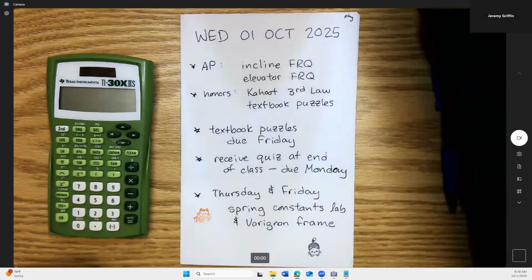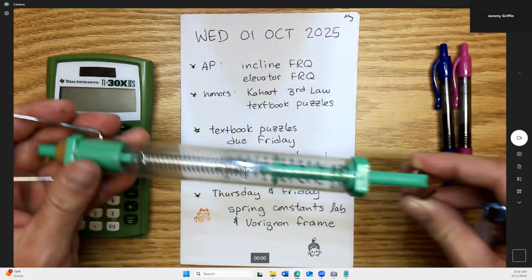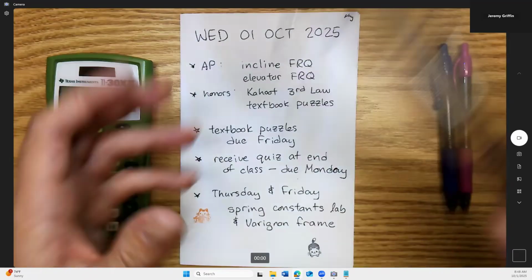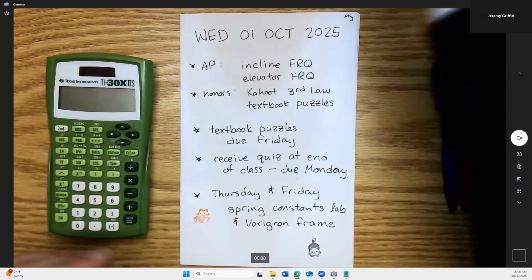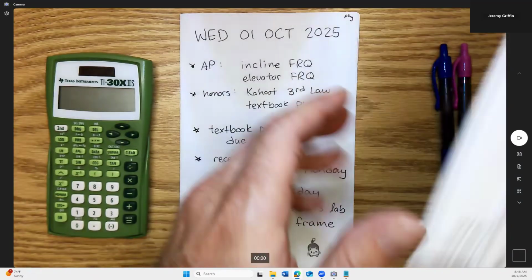And to finish off the week, I have a couple of lab type activities. Right, so you guys can figure out what the spring constant is in these different springs, which are a little bit different. And also, I want to have you guys set up a Varignon frame.